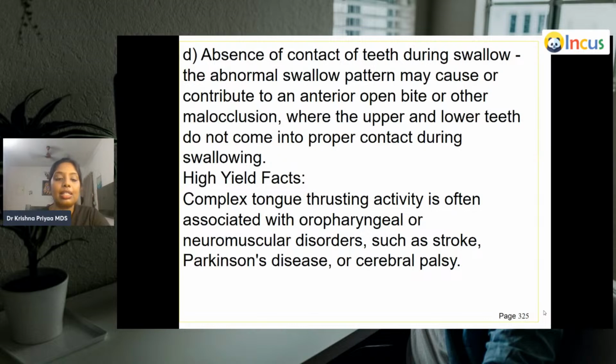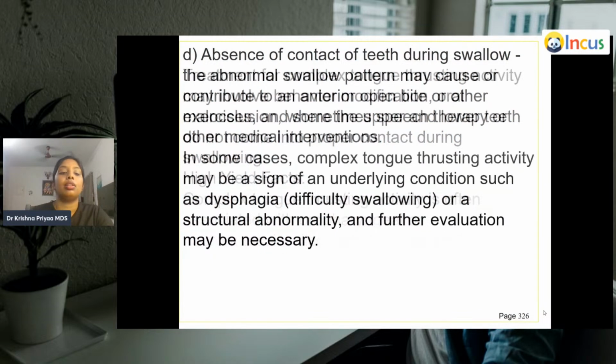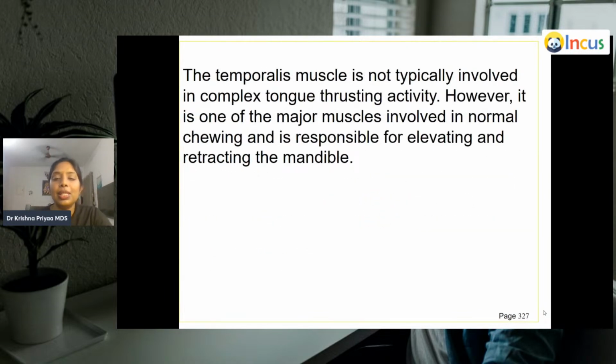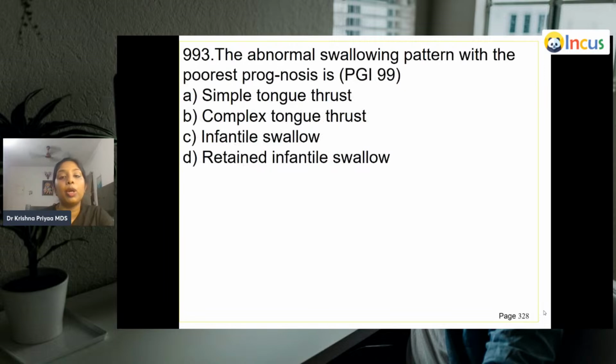So the important fact is that it is often associated with oropharyngeal or neuromuscular disorder, that is the complex tongue thrust. Temporalis is usually not associated with complex tongue thrusting activity. Instead, it is associated with a simple tongue thrusting activity.